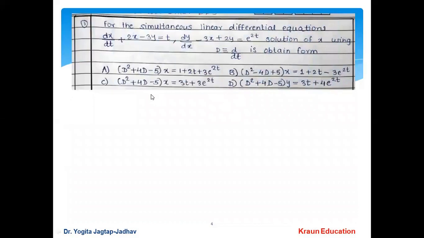Now look at the first example. For solving the simultaneous linear differential equations dx by dt plus 2x minus 3y equal to t and dy by dt minus 3x plus 2y equal to e raised to 2t, we have to find the solution of x, and these four options are provided.